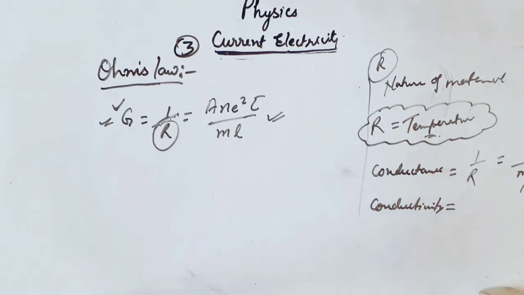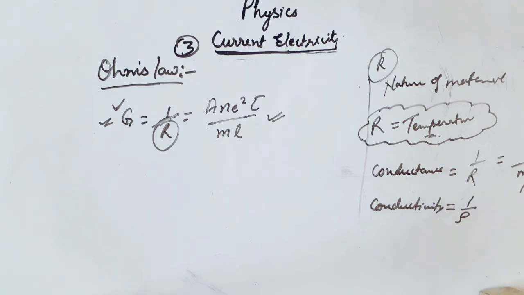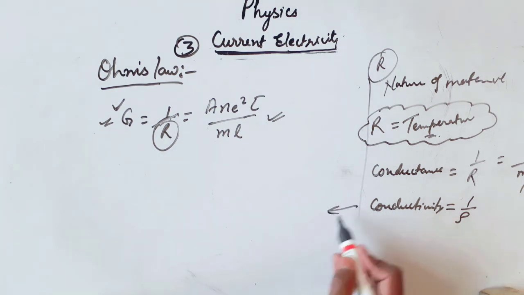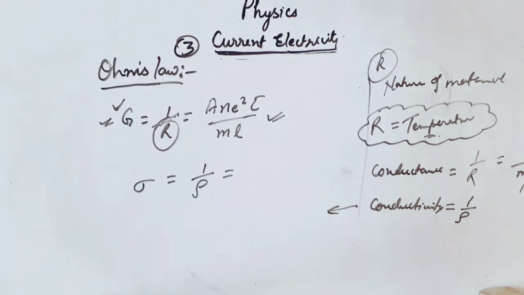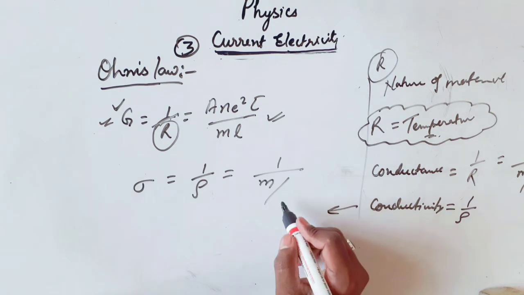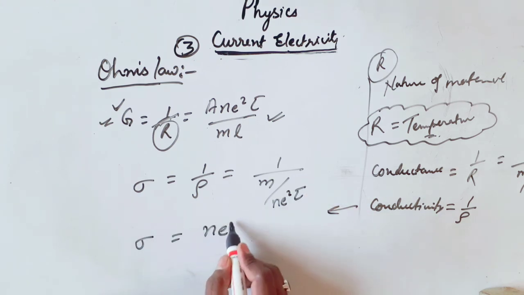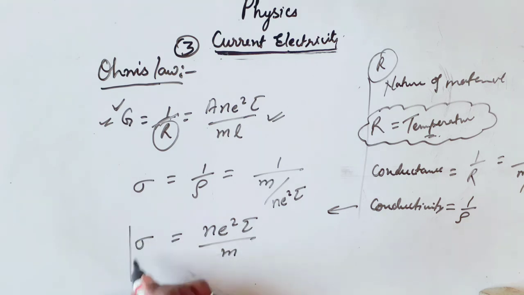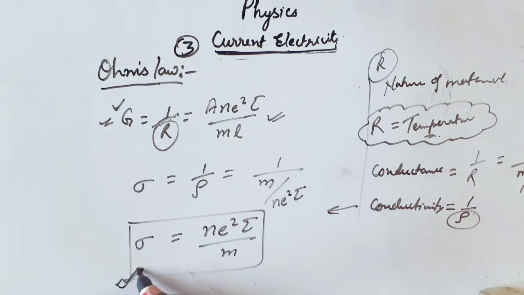Now conductivity. What do you mean by conductivity? It is the reciprocal of resistivity. The reciprocal of resistivity is called conductivity. It is represented by sigma. So sigma is equal to 1 upon rho. Now in place of rho we put the value m upon n e square tau. So sigma will be equal to n e square tau upon m. This is called conductivity. Resistivity always opposes the flow of electric current, but conductivity always supports the flow of electric current in a circuit.